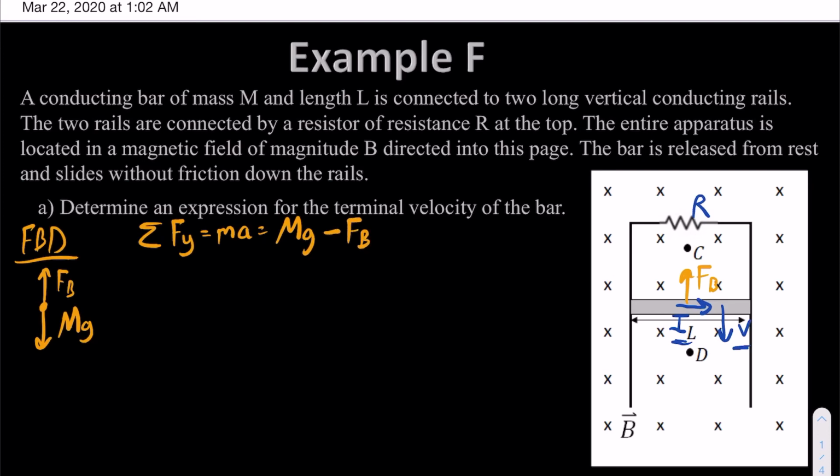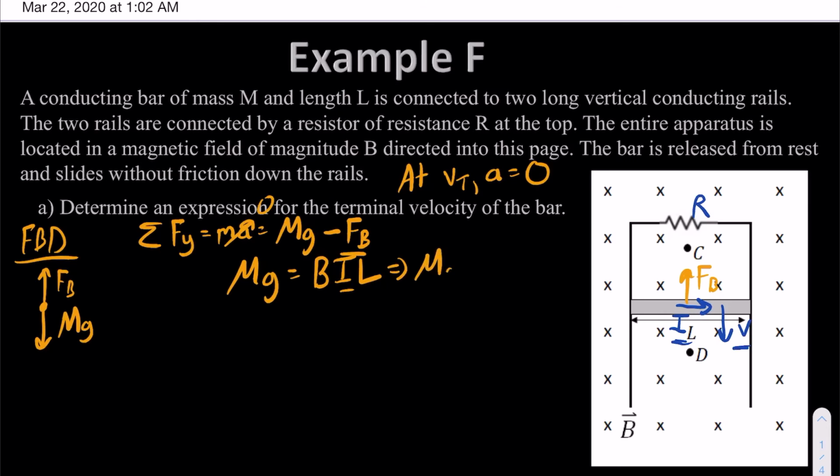This question says solve for terminal velocity. We know at terminal velocity it no longer accelerates, so the acceleration is going to be 0. So we can say a equals 0, which means that mg equals the magnetic force. This is a bar with a magnetic force on it, so that force is going to be BIL. And then the induced current on that bar is going to be the induced EMF over the resistance in the wire, which is R.